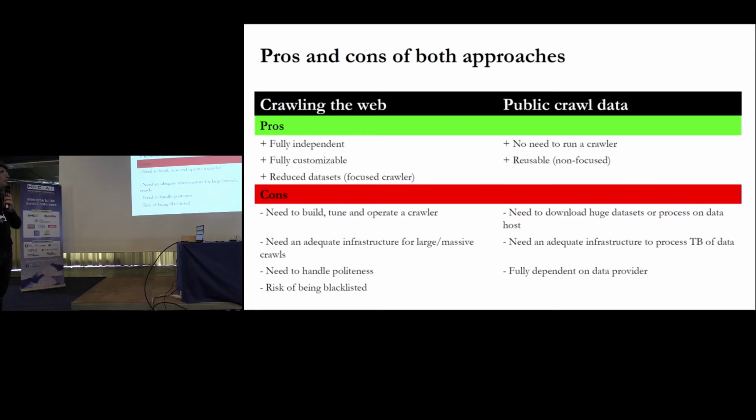An inconvenience of these public crawl datasets is that there are tens of terabytes per crawl, and the crawl runs on a monthly basis in the case of CommonCrawl. You also need ad hoc infrastructure to use that, and you become fully dependent on the data provider of these crawls.